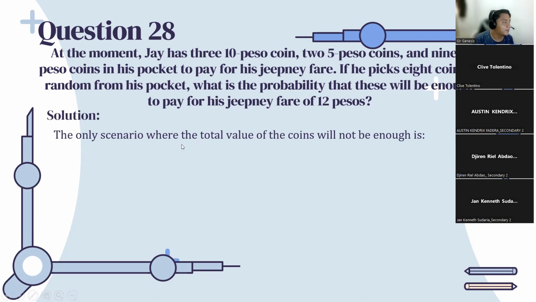Okay, so the only scenario where the total value of the coins will not be enough is if you took 8 1-peso coins. So that will just be 8 pesos. Because if one of the 1-peso coins becomes a 5-peso coin, that will be 5 plus 7, which is 12, which is enough. So for this one, we are lucky because we only have one scenario.